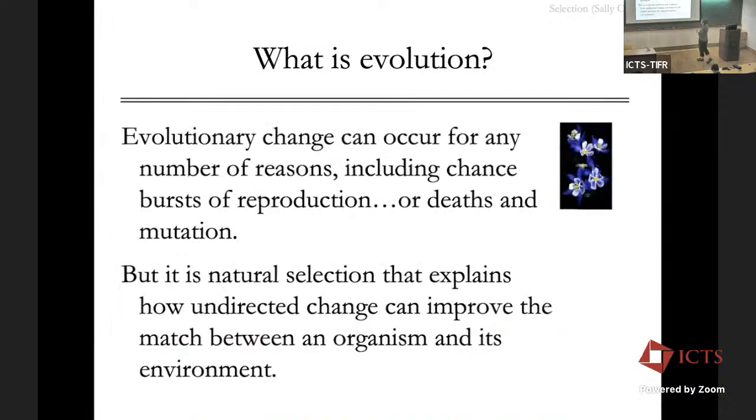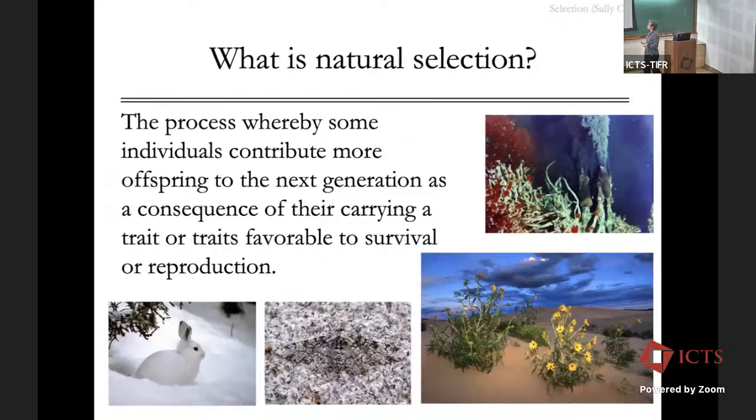So evolutionary change can occur for any number of reasons, and you guys covered this yesterday. It can be chance bursts of reproduction, what Kavita was talking about, drift, sampling by chance. It can be mutations, it can be migration. But to understand how organisms survive and reproduce, how they match the environments in which they are found, none of those other processes can do it. The only process in evolutionary biology that can explain the match between organisms and the environments that they live in is natural selection. Natural selection is a process whereby some individuals contribute more offspring to the next generation as a consequence of their carrying a trait or traits favorable to survival or reproduction.